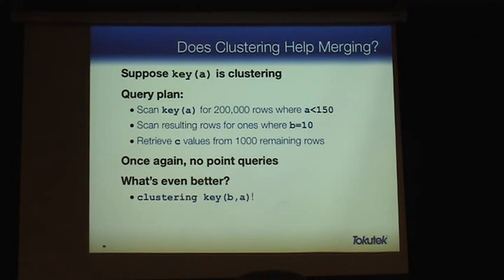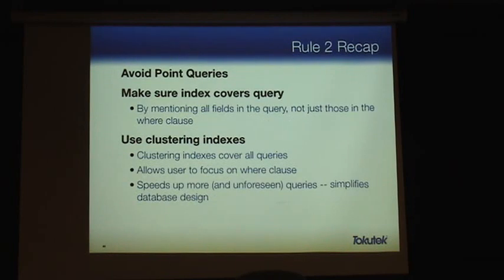Yes. Excellent. So to recap the second rule, avoid point queries. You want to make sure that your index covers the query, by mentioning all the fields in the query, not just those in the where clause. And if you don't want to bother with that, or you have a wide range of things that you may be selecting on, use clustering indexes. It'll cover all your queries, it'll allow you to just focus on the where clause, and it speeds up unforeseen queries. It also just makes database design, I find, simpler.